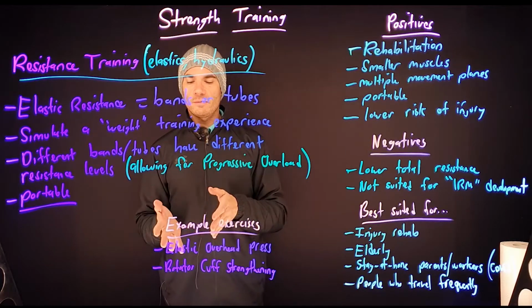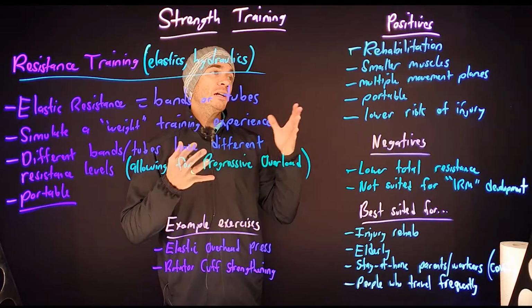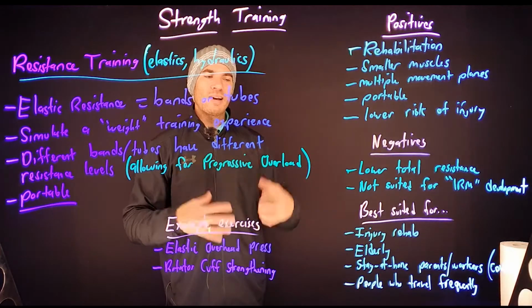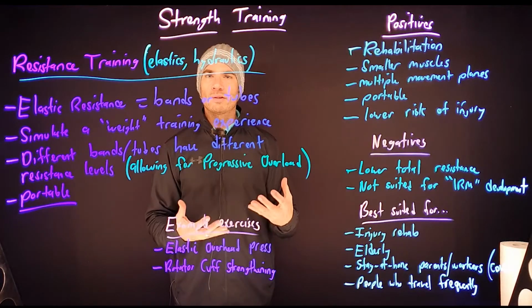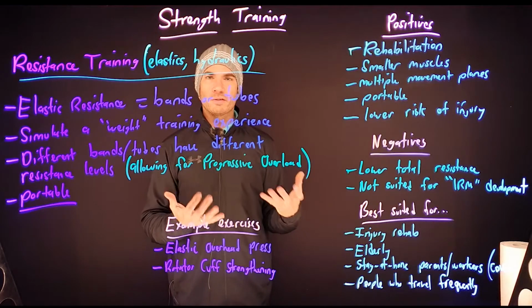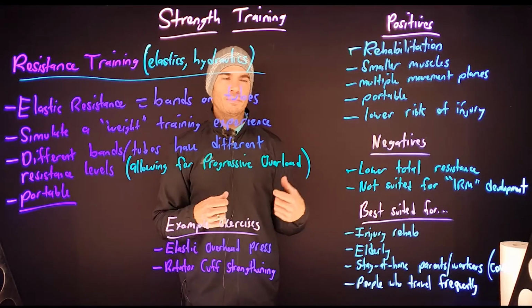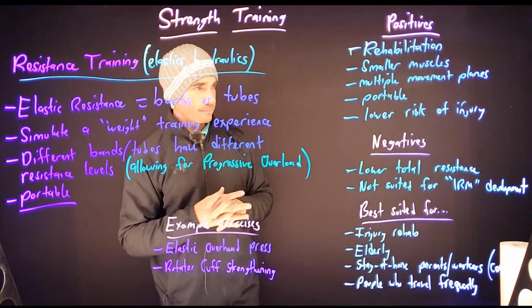Whereas if you just do something like an elastic activity, you can target your small ones specifically without having your big ones kick in, because your big ones will just say, well, I don't need to do this because it's too easy for me. So that's a very positive aspect.